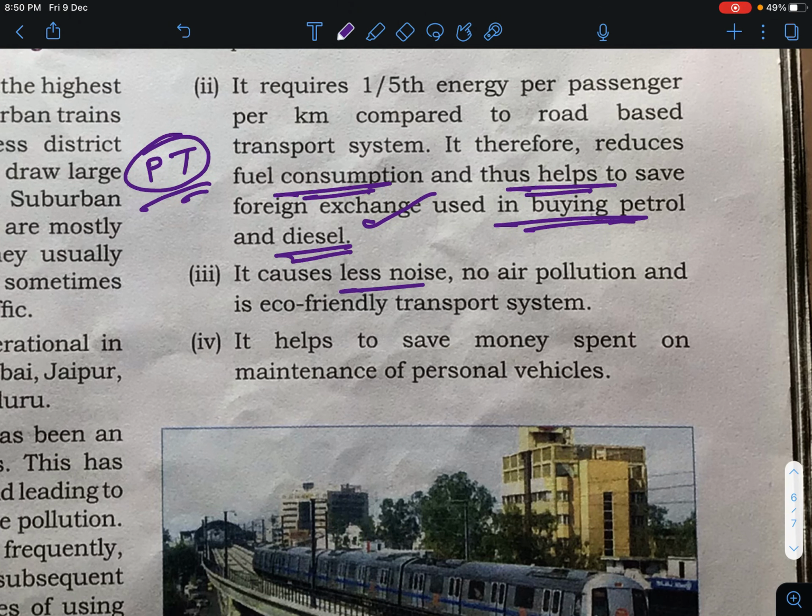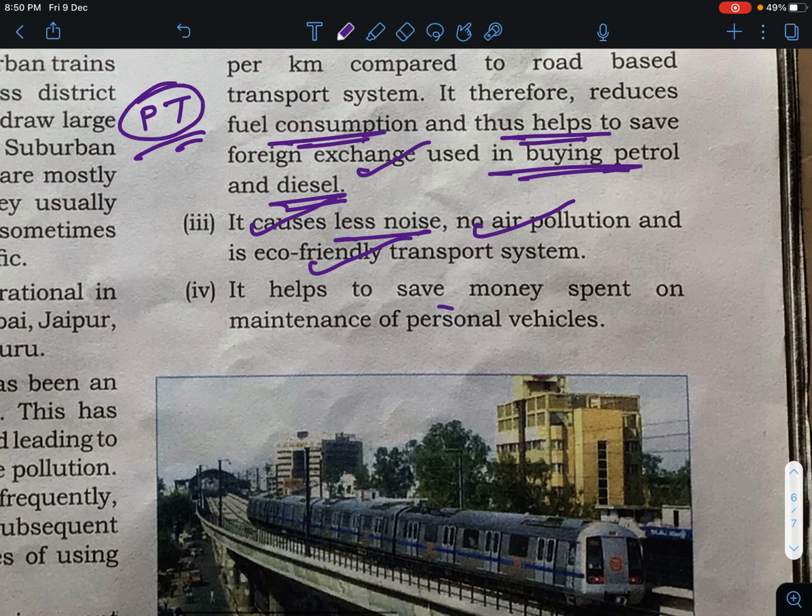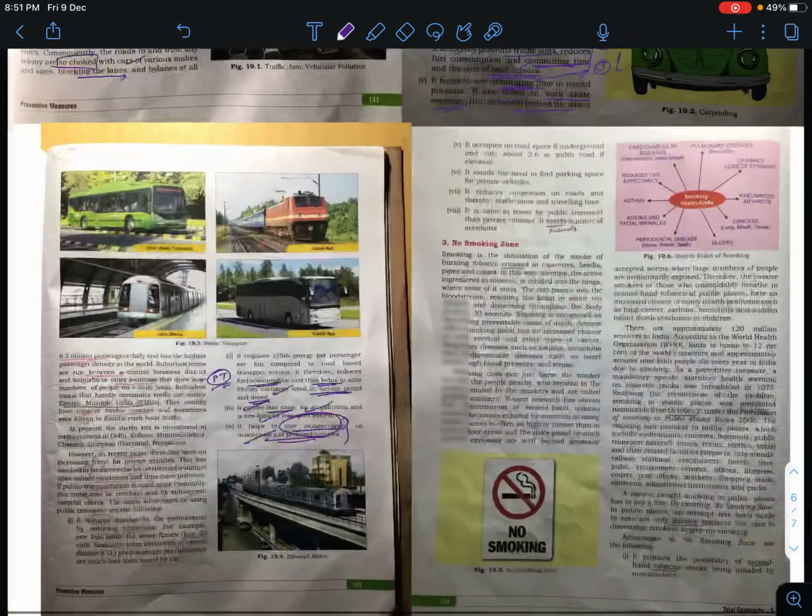Second, it causes less noise, no air pollution and is eco-friendly. It also helps to save money that is spent on the maintenance of a personal vehicle.